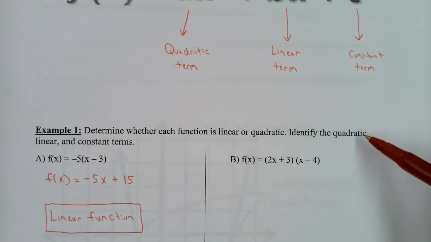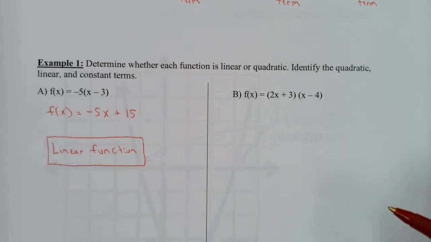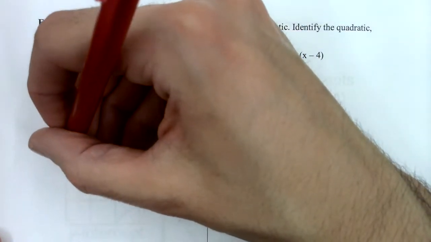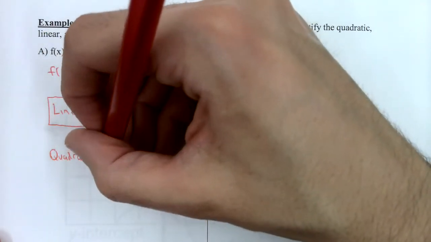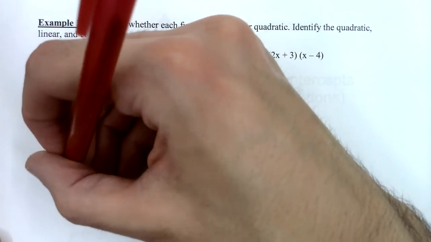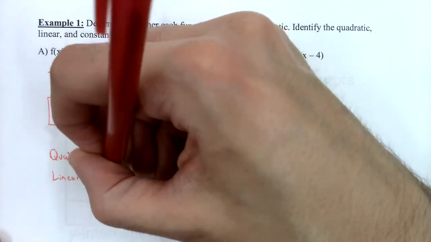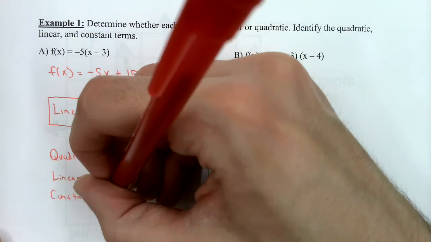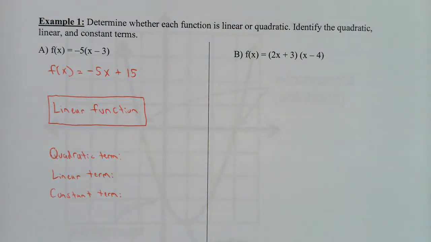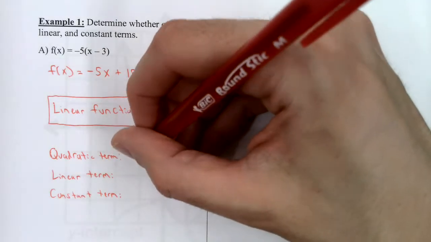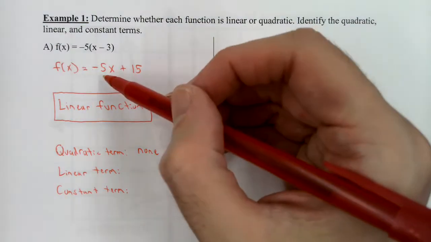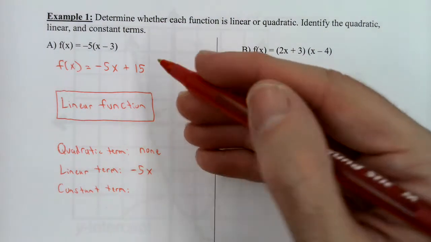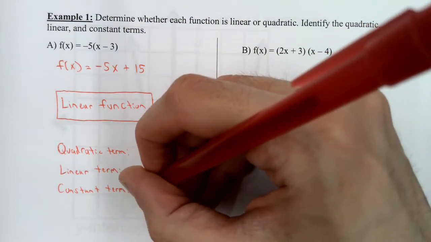And let's identify the quadratic, linear, and constant terms. Write down quadratic term. Let's write down linear term. And let's write down constant term. Now there is no quadratic term, so I'm just going to write down none. The linear term is -5x. Don't forget the negative sign. And the constant term is the 15, and it's positive, so I'm just going to put 15.